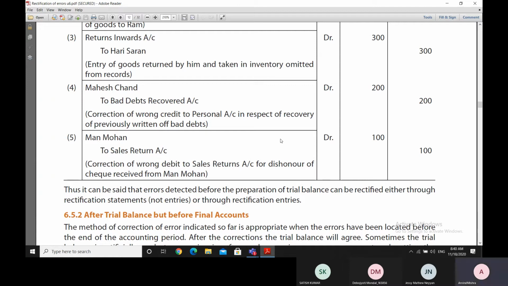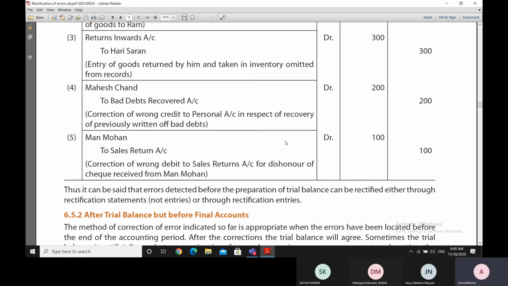We need to debit him now because the check which was received from Mr. Manmohan was dishonored. Now, when we had received the check from him, at that time we had credited him, and debited our cash account or our bank account when we received the money from him.